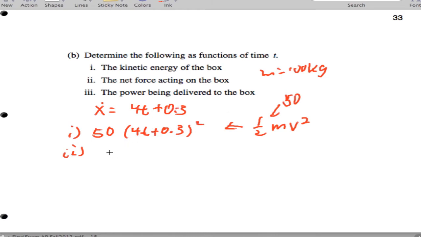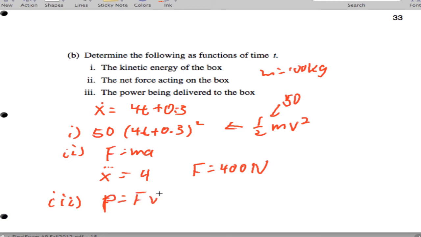Net force acting on the box, so F equals ma. So that's going to be x double dot, which is 4. So I'm getting a force of 400 newtons. And then finally, the power being delivered to the box. I look up a formula. It's FV. Or if you want, you can take the derivative of the kinetic energy. It doesn't matter. But it's going to be 400 times (4t plus 0.3) for the power.